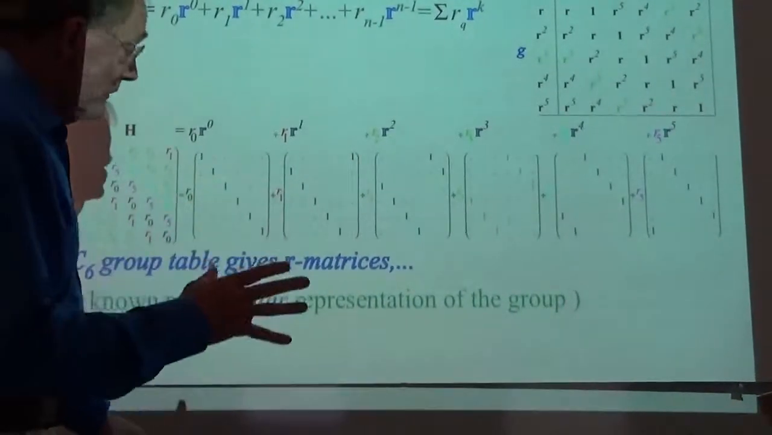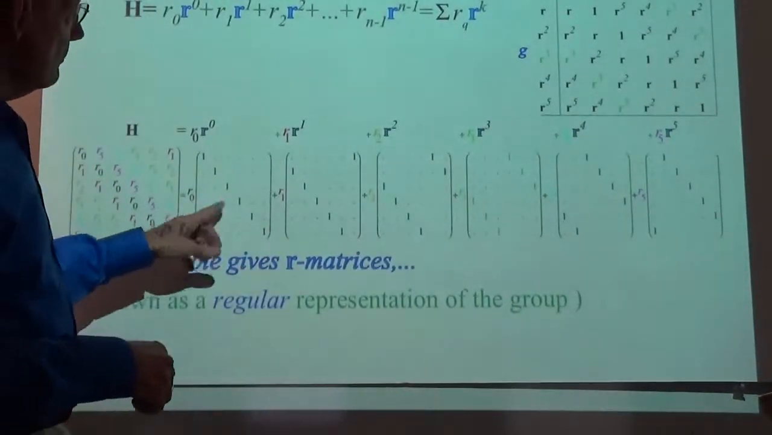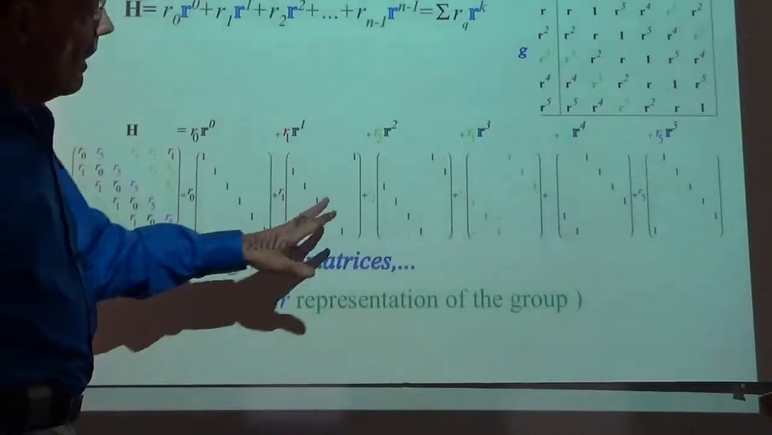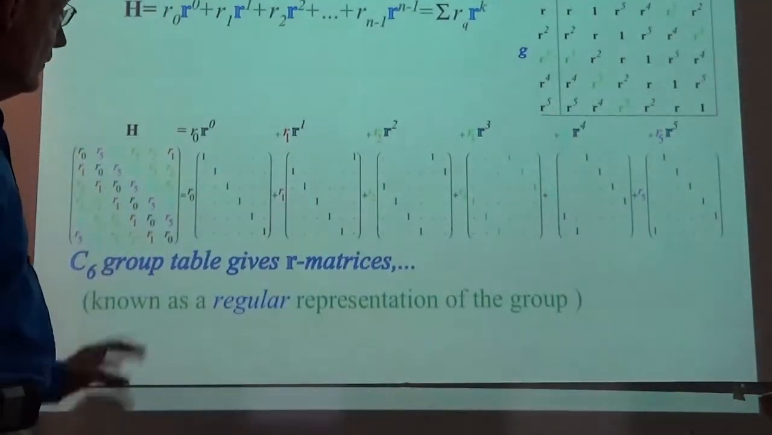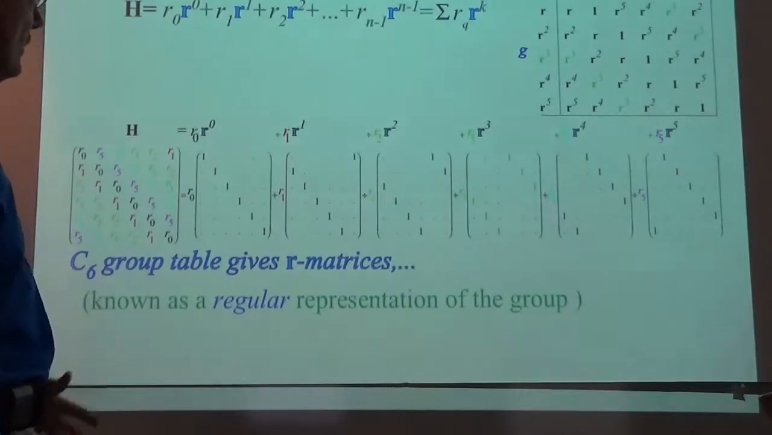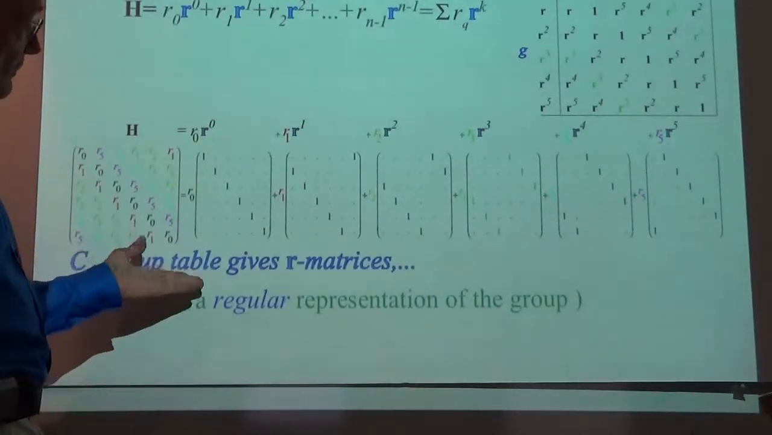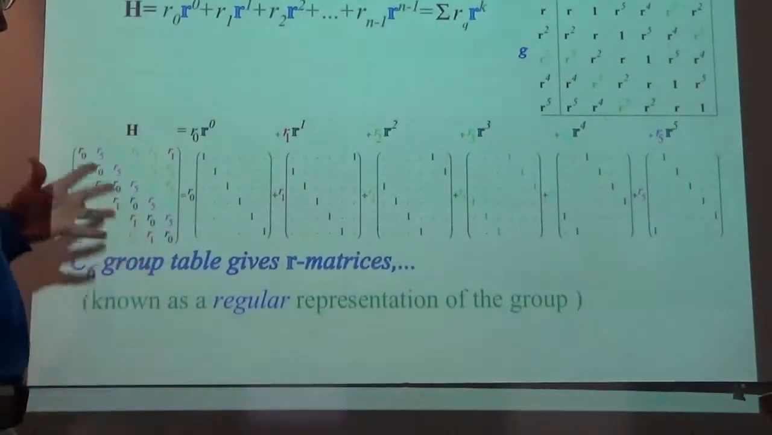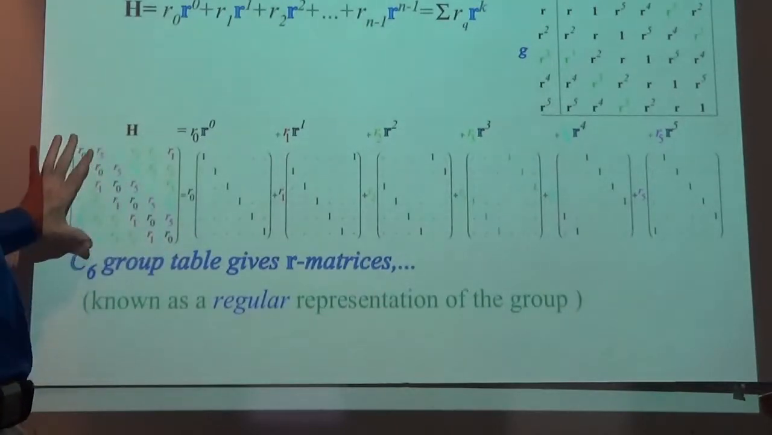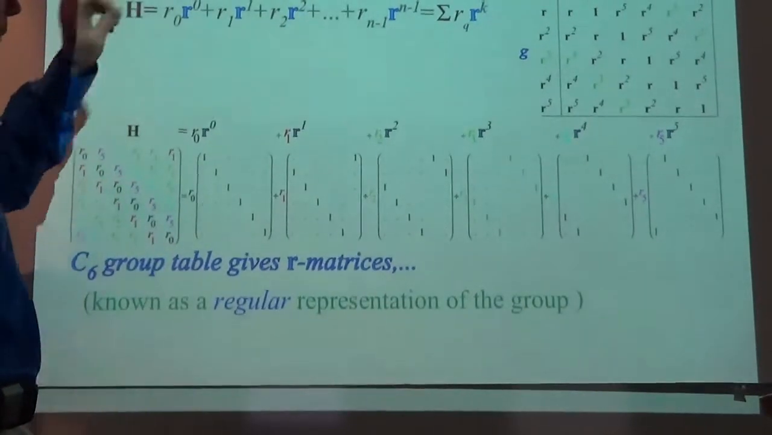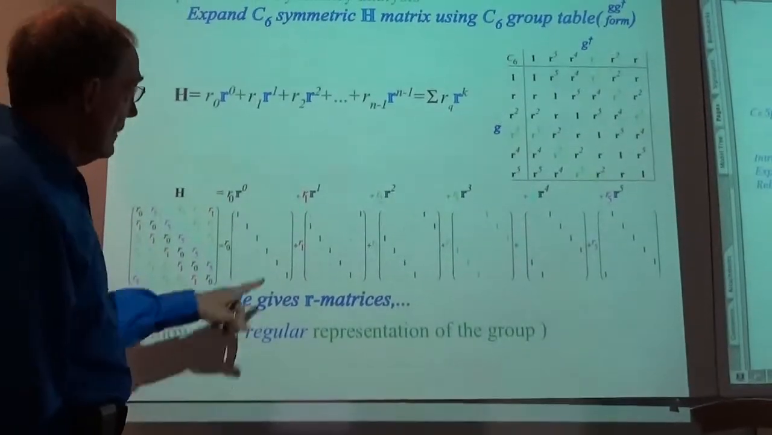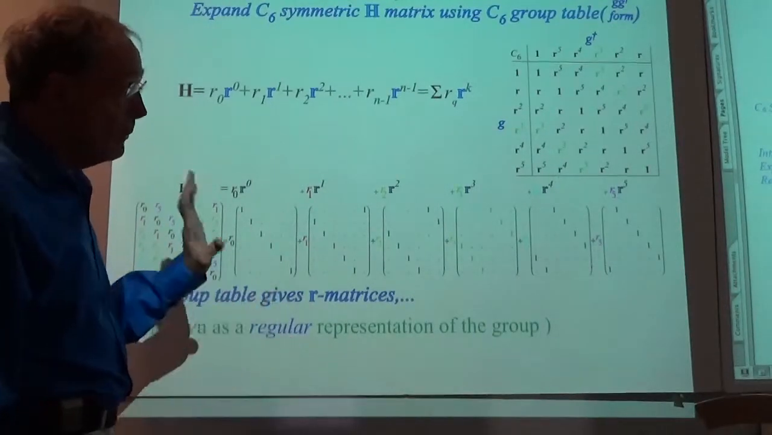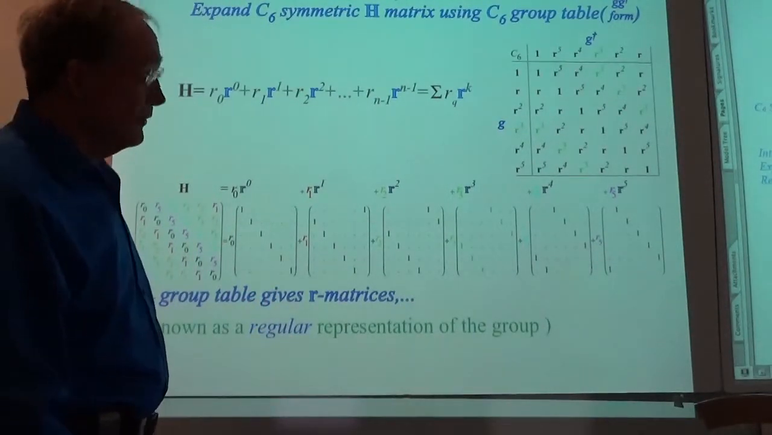It might be more than that because all of these parameters, with the possible exception of this one and this one, the red and the green, could be complex. So we'll get into that later on. In any case, the idea is that the C6 multiplication table gives us all of the matrices that make up the most general Hamiltonian matrix for this symmetry. And the name for these, as I said before, is a very common name that you'll find in almost every textbook: the regular representation of the group.